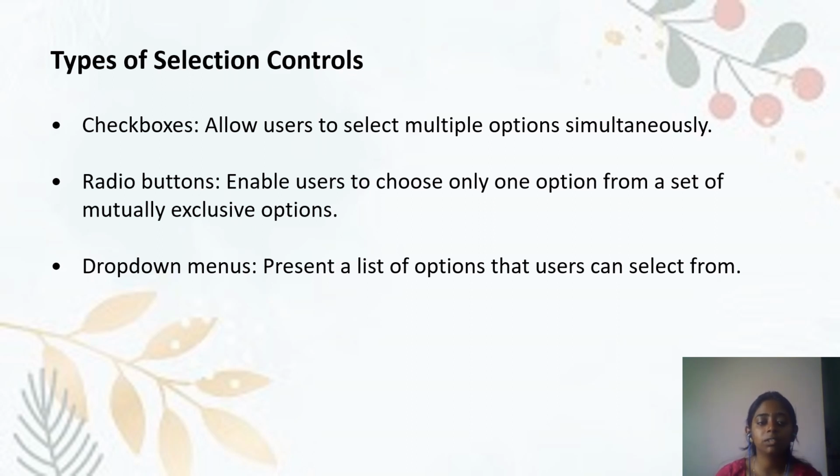Moving on to the third one, that is drop-down menus. They present a list of options that users can select from. So a drop-down menu is nothing but a way to select from a list of options under the parent option.